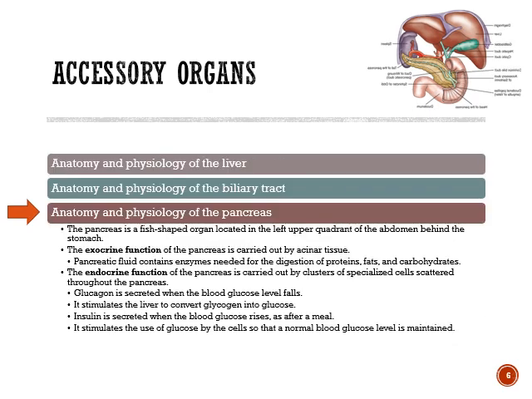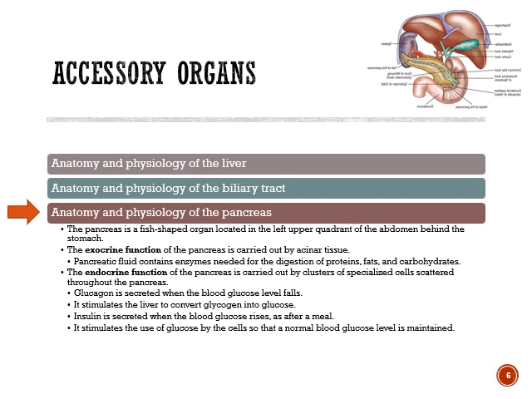So the anatomy and physiology of the pancreas. The pancreas is a fish-shaped organ and it has exocrine and endocrine glands. The exocrine function of the pancreas is carried out via acinar tissues. These enzymes are needed for the digestion of proteins, fats, and carbohydrates. And then the endocrine function of the pancreas is carried out by the clusters of cells.